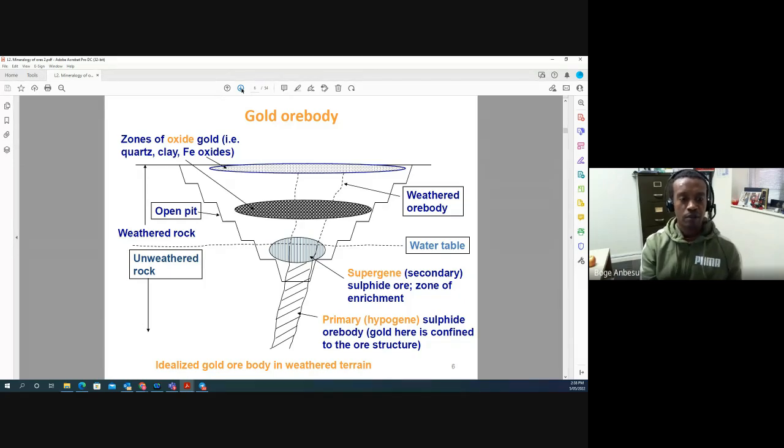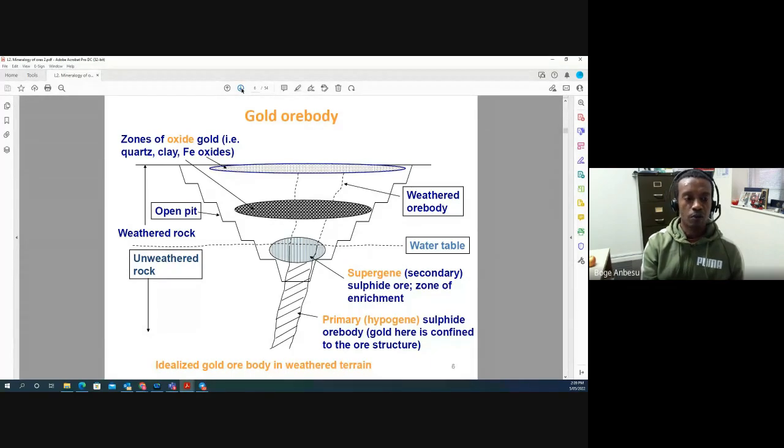Going a bit deeper, we now reach the primary or hypogene sulfide ore body zone. In this case, you're most likely going to find one sulfide. It could be pyrite hosting the gold, and the mineralogy is not that complicated. So you don't get a number of sulfides at these depths.